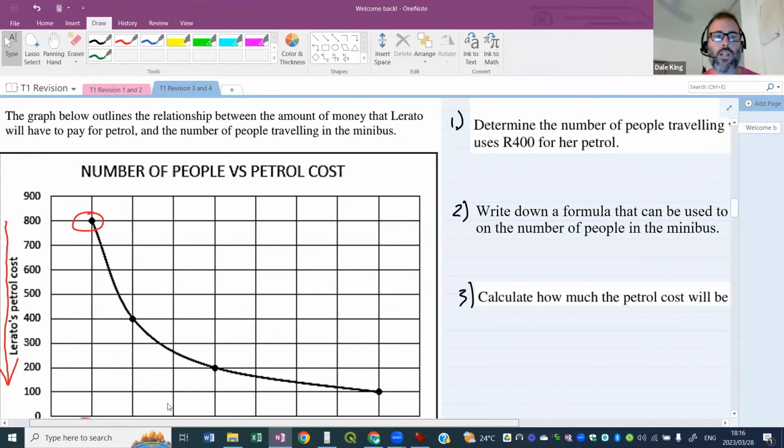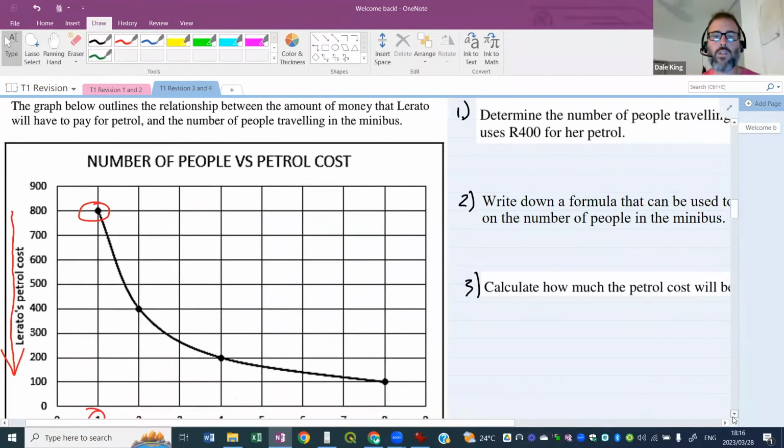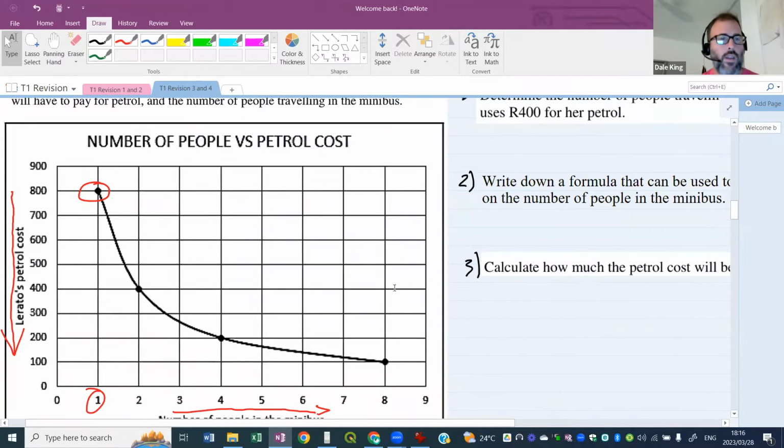So I'm going to scroll to the left and down again to have a look at the graph. Can anyone tell me the number of people for 400 Rand? There we go. You guys are on the money today. Your quick fingers. Well done, Anifa. Well done, Janu. Good, quick fingers today.